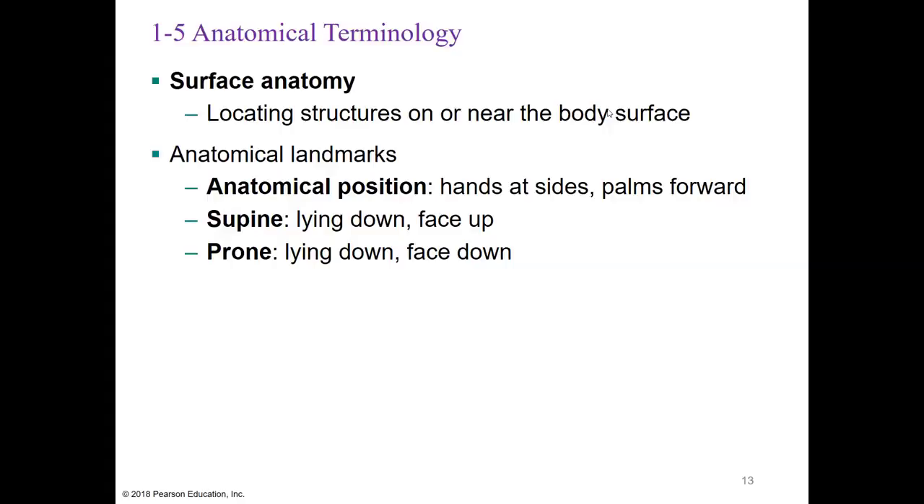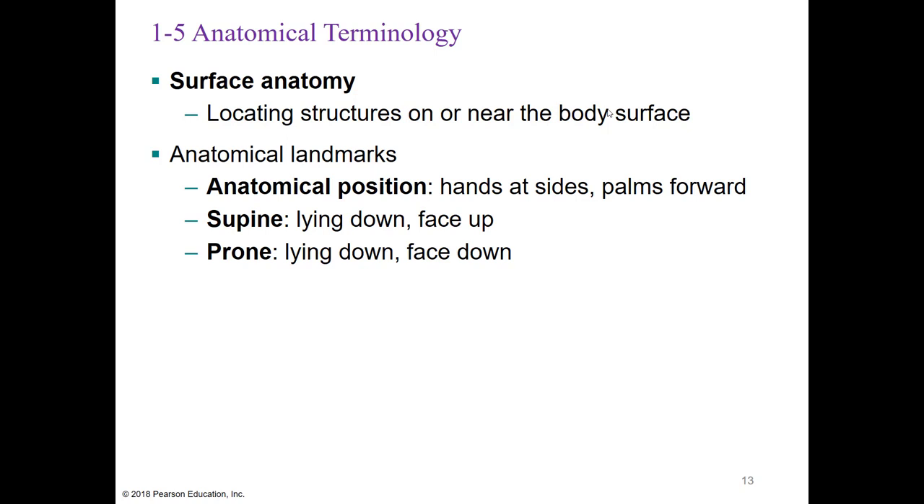So those are the main high points of the organ systems, and again, we'll go through great detail in each one as we move through the course. We should also be familiar with some anatomical terminology that we'll be able to use throughout the rest of the course as well. Surface anatomy is locating structures on or near the body surface, so again, on top.